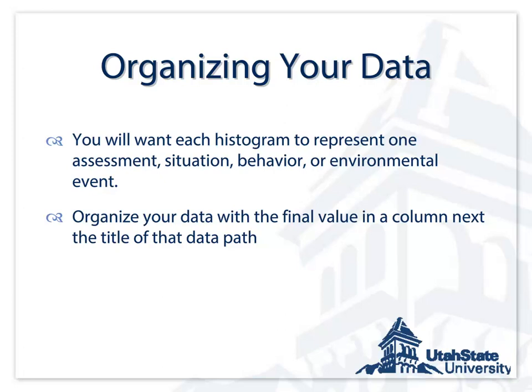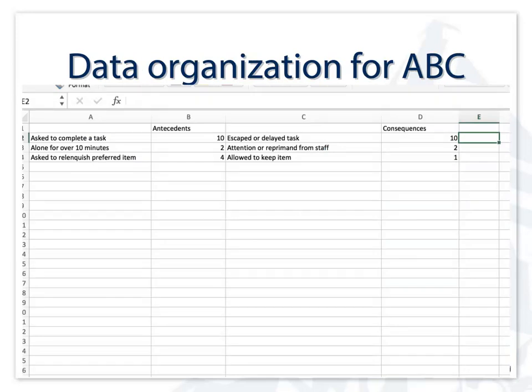Organize your data with the final value in a column next to the title of the data path. We will be making two histograms from this data set. You can see that we are graphing some ABC data for self-injurious behavior. In the left column, we have antecedents and their frequency of occurrence before problem behavior. In the right columns, we have the consequences that followed instances of problem behavior and their frequencies.